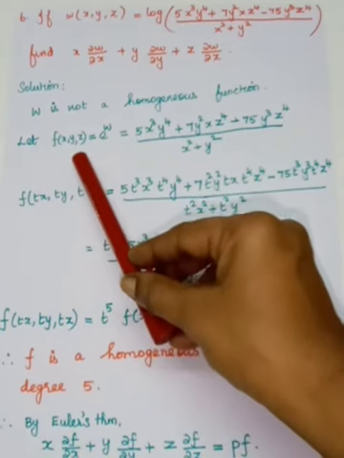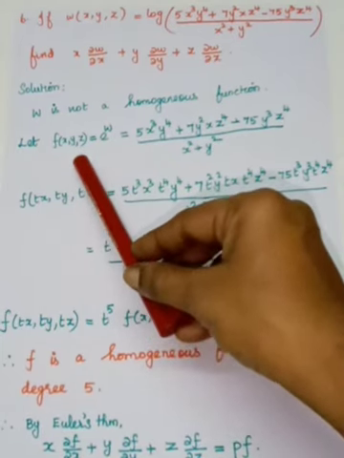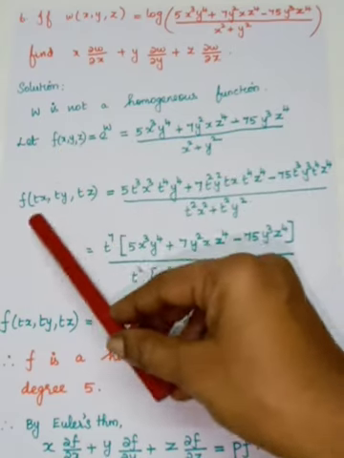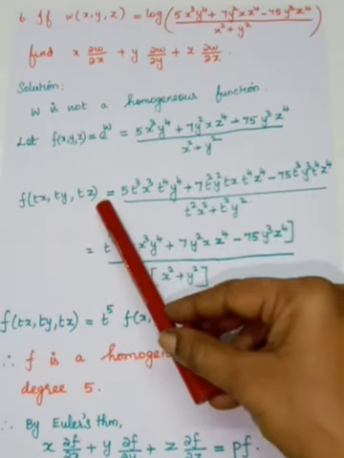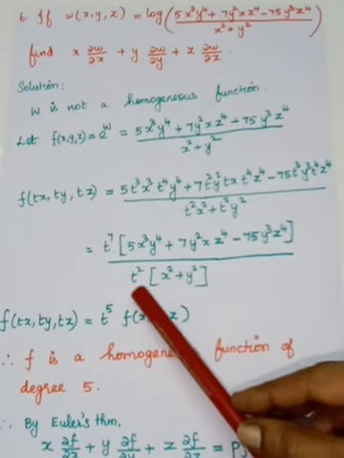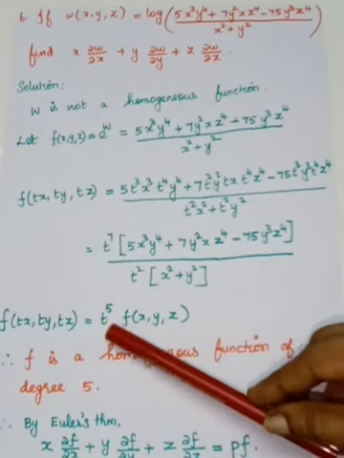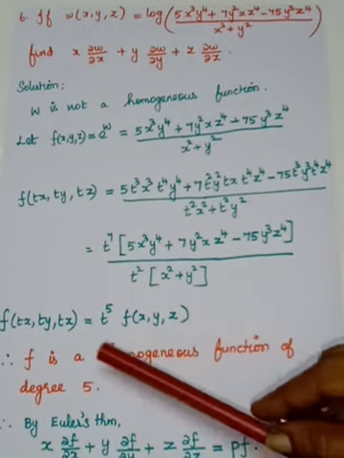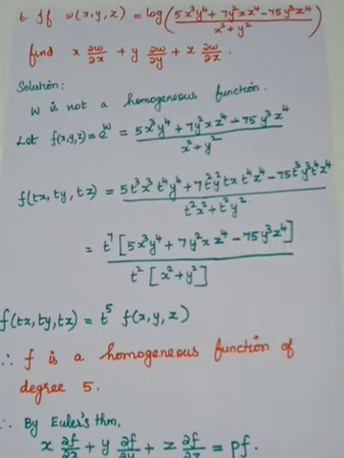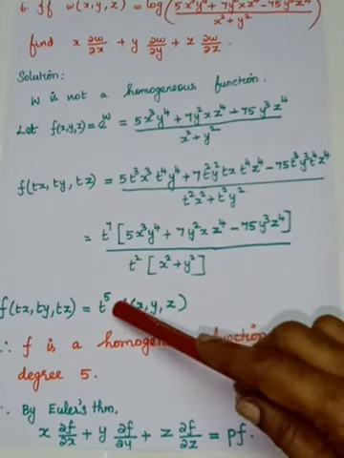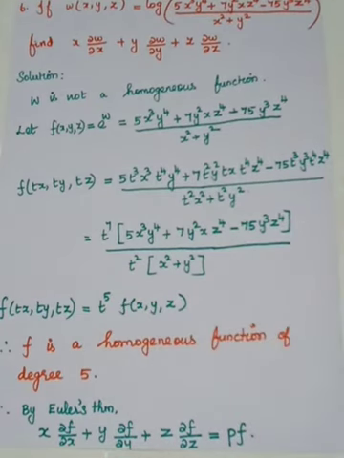If you want to apply Euler's theorem, we have to check the homogeneity. So x, y, z has to be replaced as tx, ty, tz. Already I have explained, the numerator is t power 7 and the denominator is t squared. So you can write t power 5. You will get the original function f. So we can say f is a homogeneous function of degree 5. How has the 5 come? The power of t. So you can apply Euler's theorem.